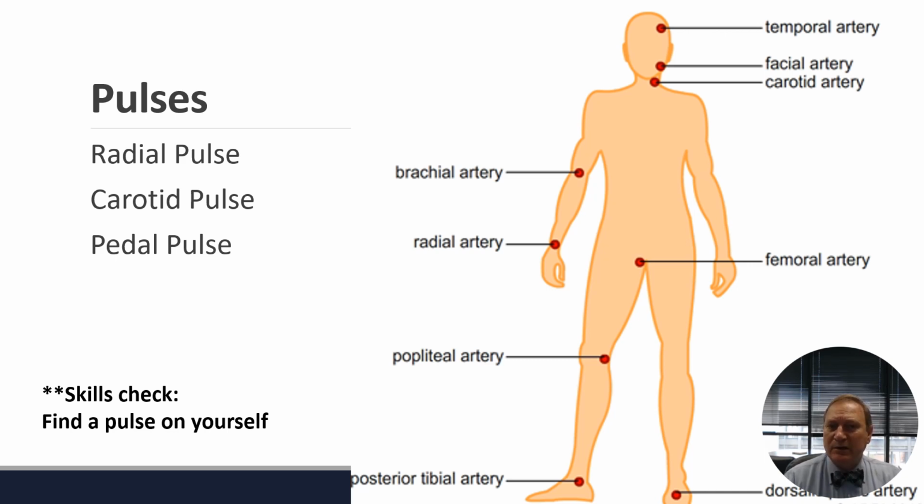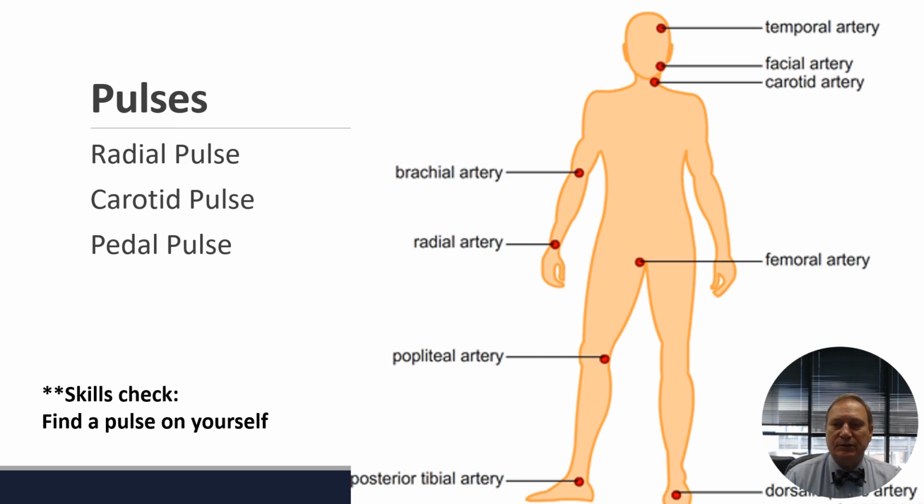I would suggest that on yourself, you check your radial pulse. Radius is on the thumb side. This bone is the radius. There is an artery here just over the radius. It's called the radial artery. If I take my two fingers and press into that space, I'll feel my radial pulse.